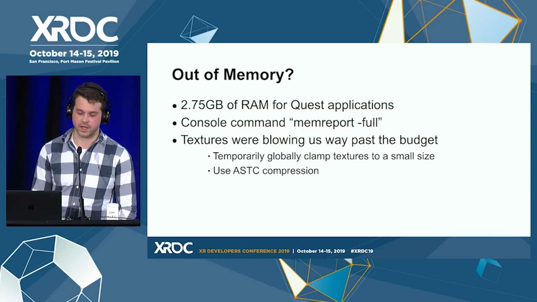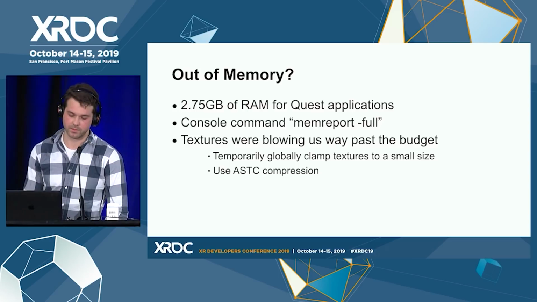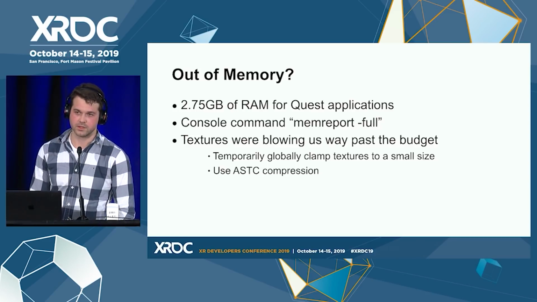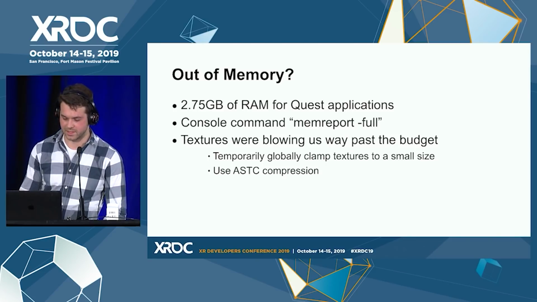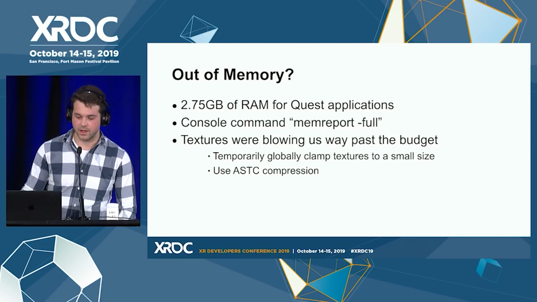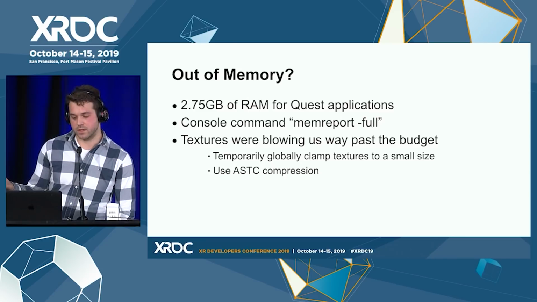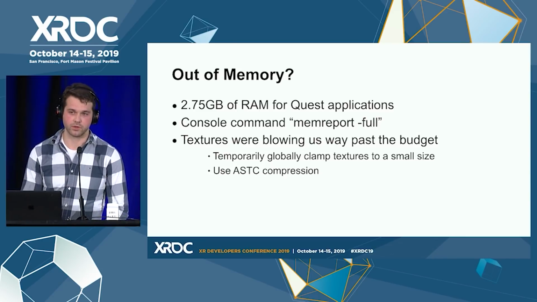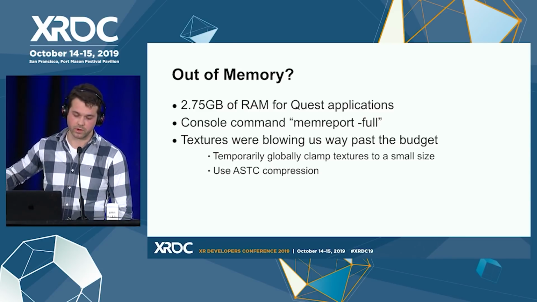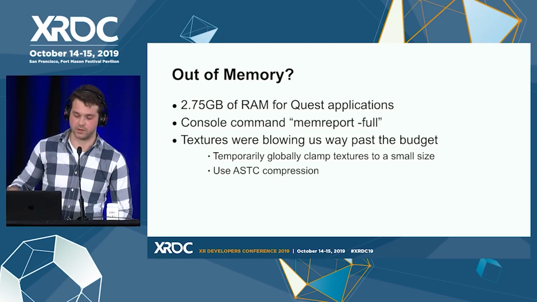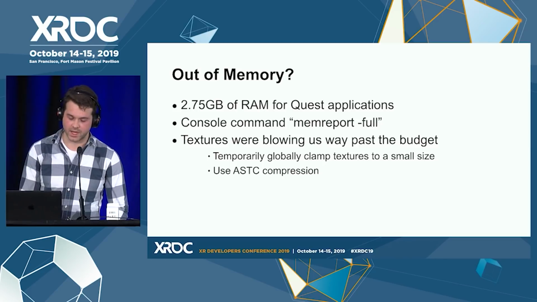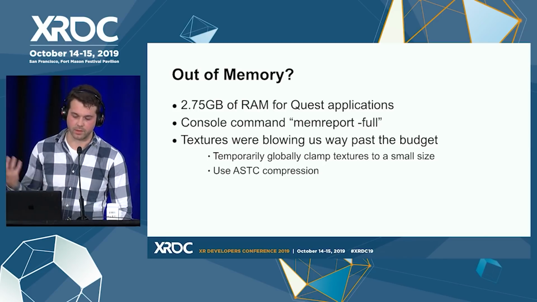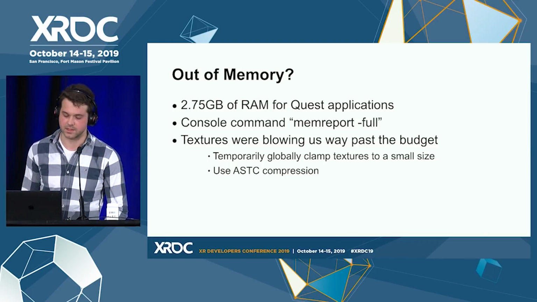Quest only has 2.75 gigabytes of RAM for your application. That's pretty small in comparison to desktops that easily have 16 gigabytes of RAM nowadays. So on Unreal, you can use a console command, memreport -full. That will give you a nice memory report of everything that's loaded in your scene: all the textures, static meshes, assets, game object actor instances.